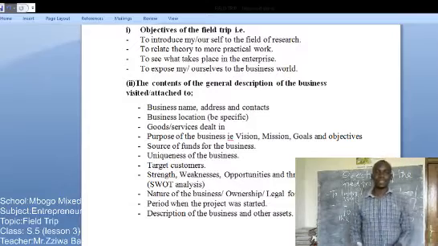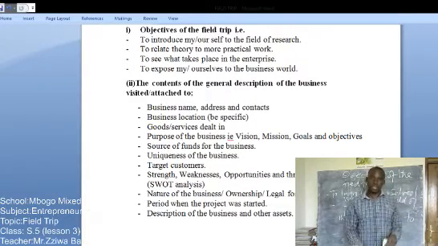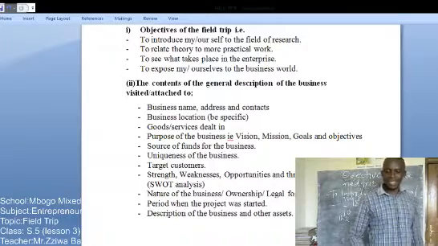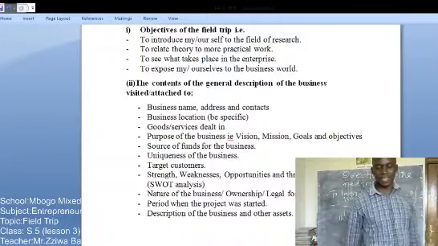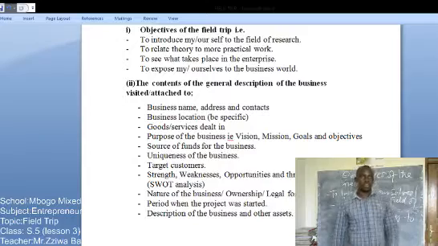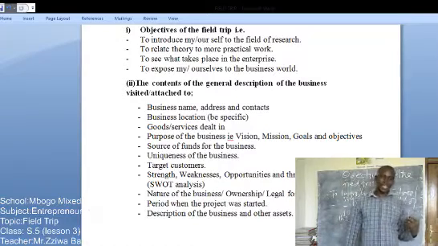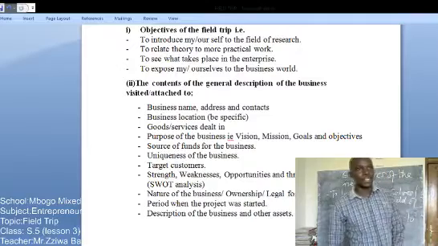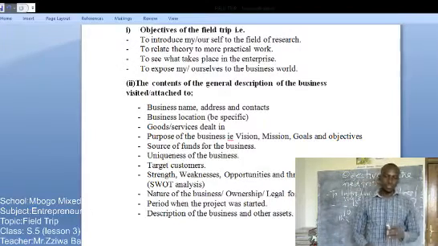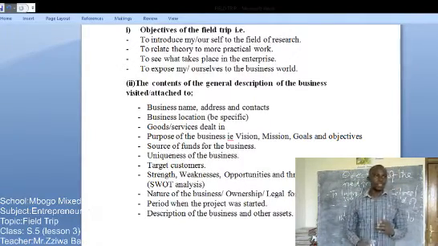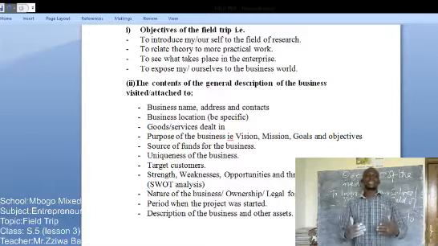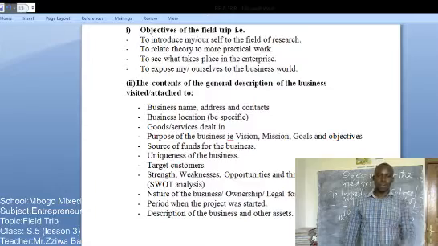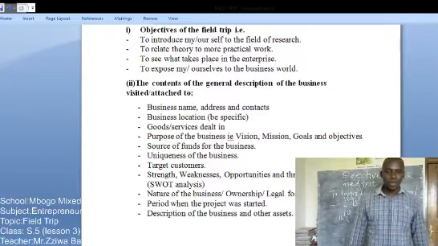In class, you normally talk about theory, but when you visit a given business, you witness practically what is talked about theoretically in the classroom environment. Therefore, the second objective as to why we conduct a field trip is to relate the theory learned in class to more of the practical work.